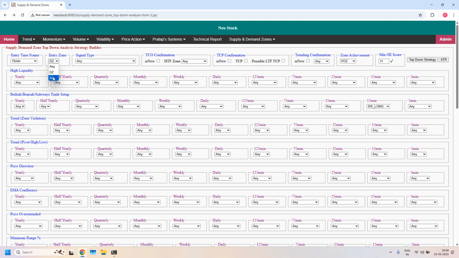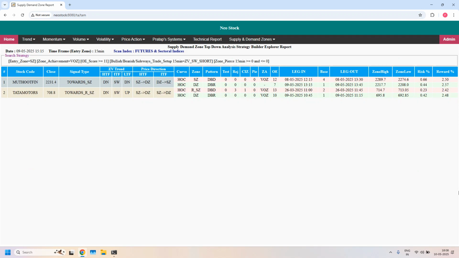Entry zone is supply zone, and another change, bullish, bearish or sideways trade setup. At 15 minutes, I am selecting sideways short. Remaining 3 filters are applied to 15 minutes supply zone. So we got 2 stocks, sideways trade setup, short trade setup.